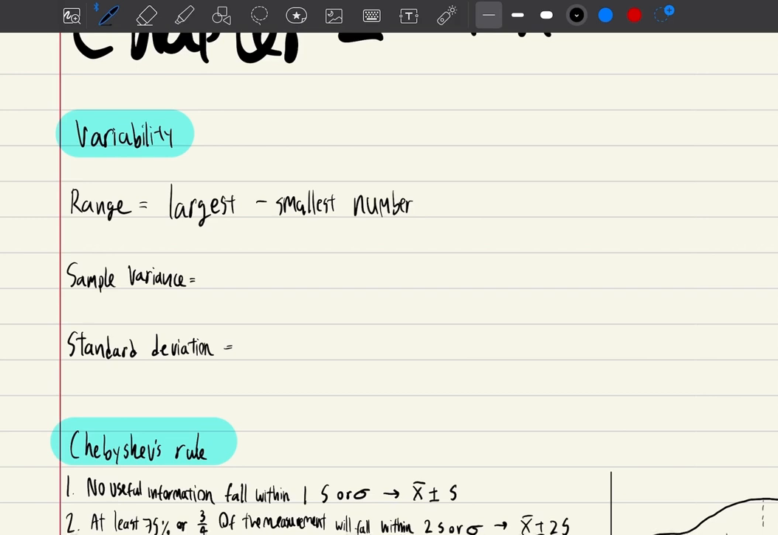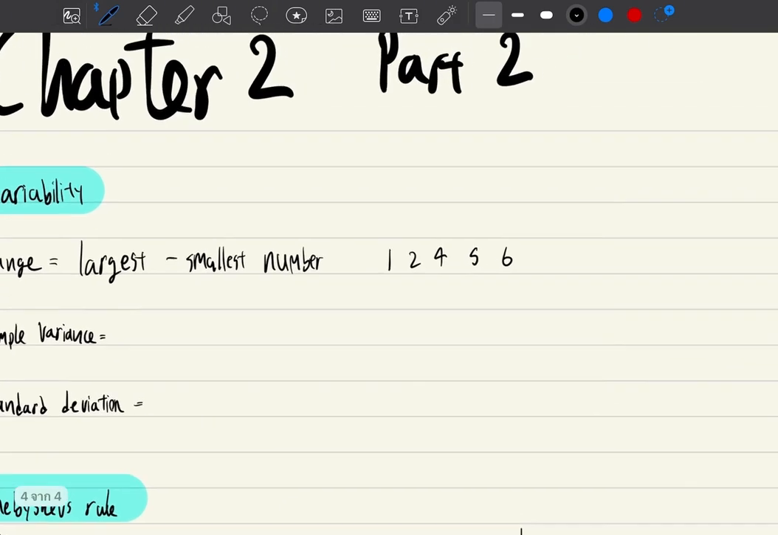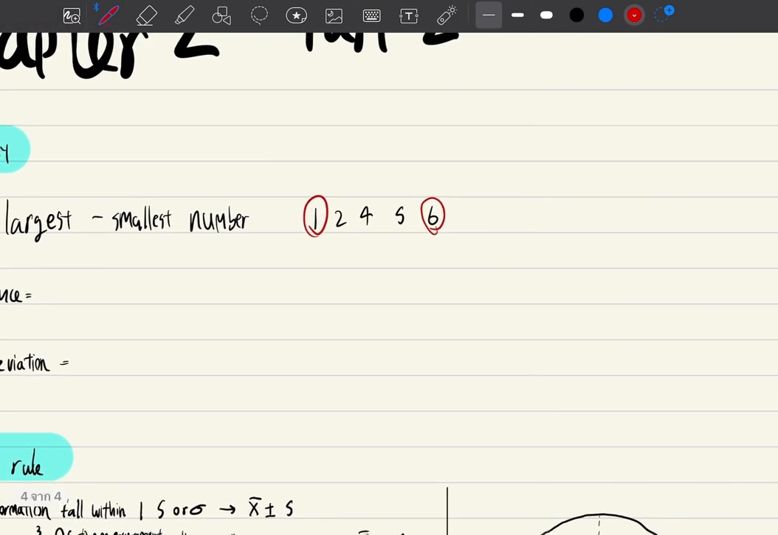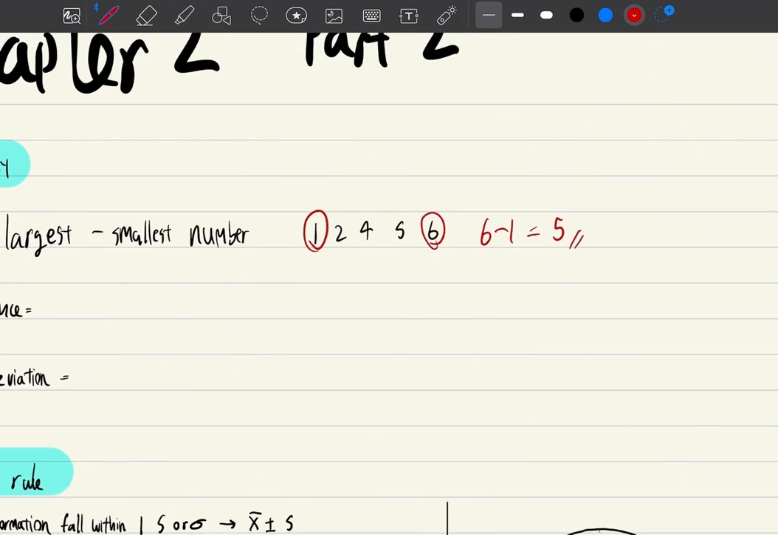For example, 1, 2, 4, 5, 6. So we will get 1 is the smallest, 6 is the biggest, so we will use 6 minus 1 equals 5. And the range for the data is 5.